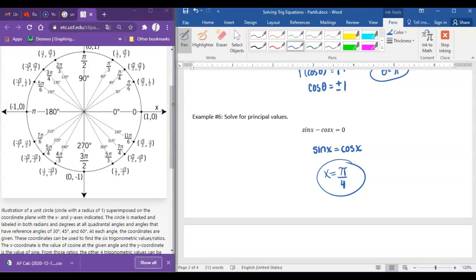Now, you do have this point over here at 5 pi over 4 where sine and cosine are equal to each other. And if they had asked us to look at the whole unit circle, we would include that answer also. We'll see more of that whenever we go over this on Monday as well. But for right now, we're just looking at these limited sections. So pi over 4 is our only answer.